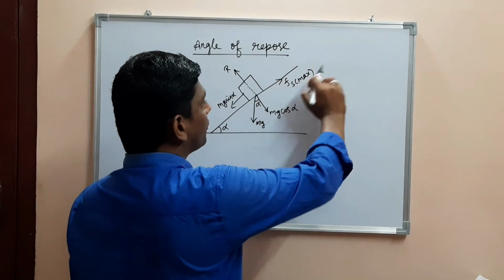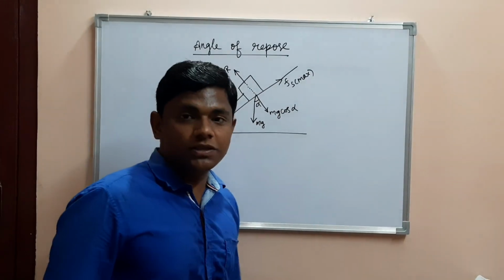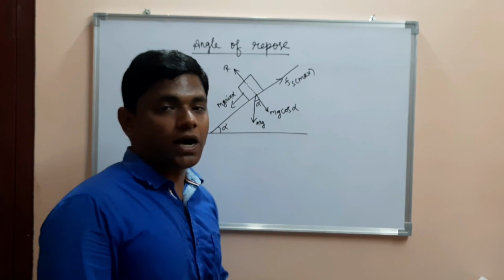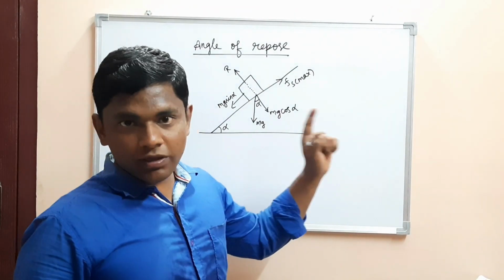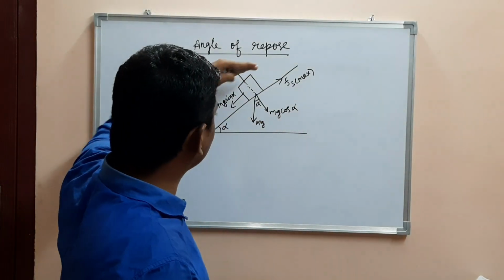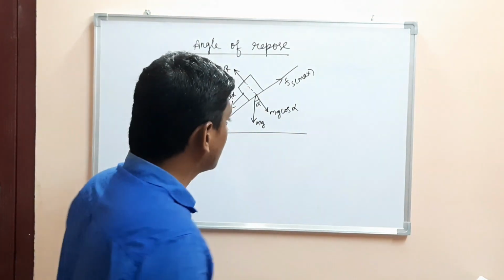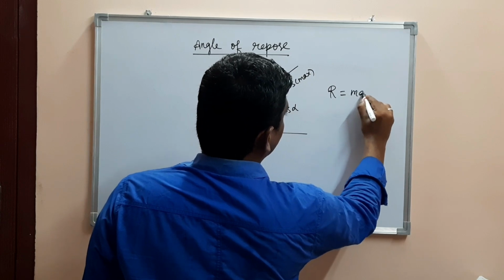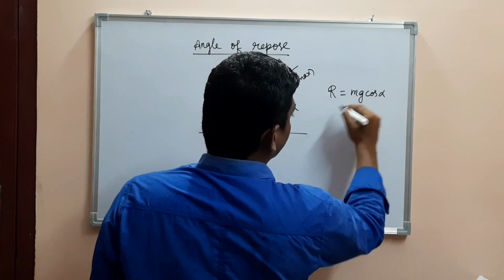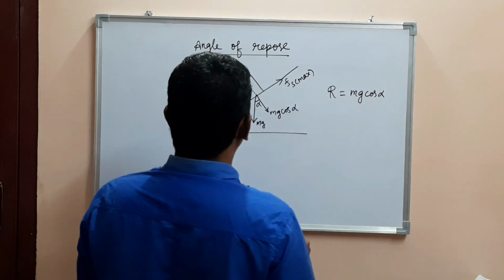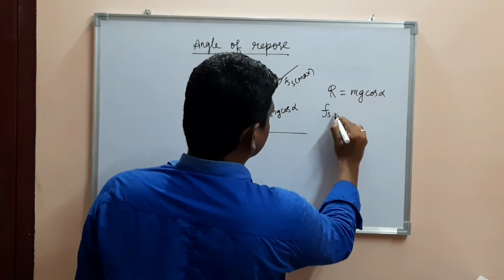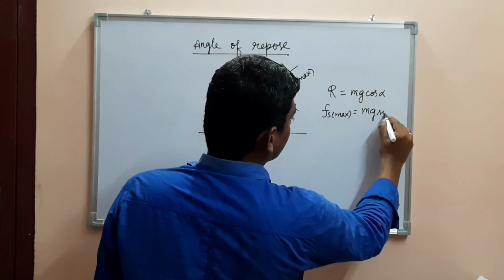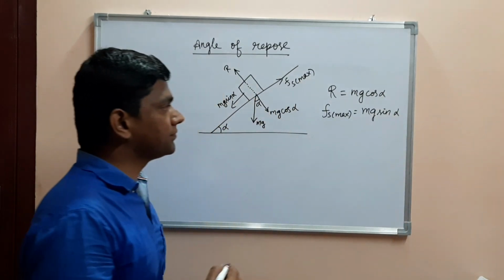The static frictional force Fs max is balanced by mg sin alpha, and the normal reaction force R is balanced by mg cos alpha. Now I am going to write down the equations as far as motion of this block on this inclined plane is concerned. Since the normal reaction force R is balanced by mg cos alpha, I am writing R equal to mg cos alpha, and Fs max is balanced by mg sin alpha.